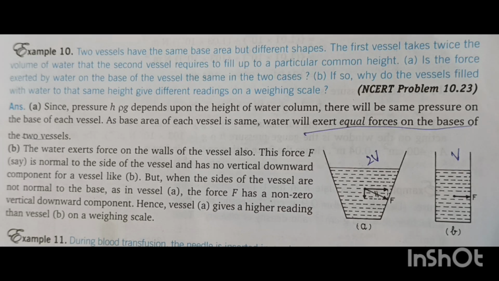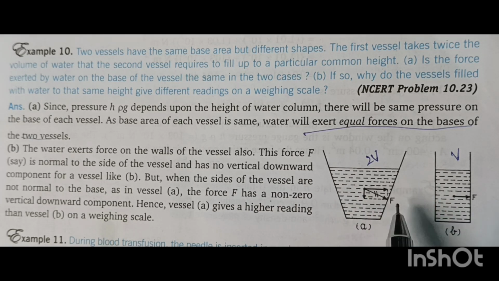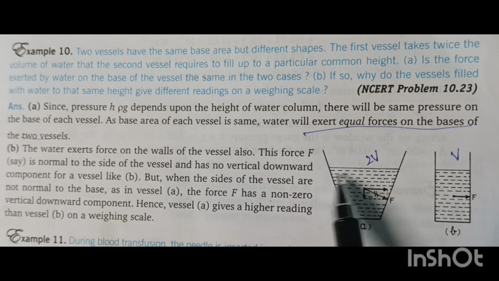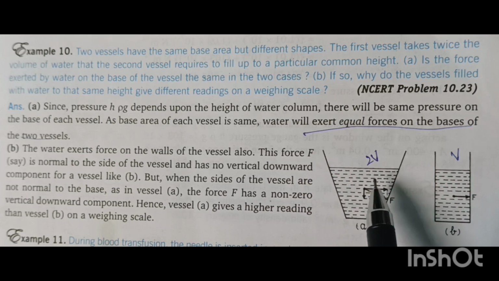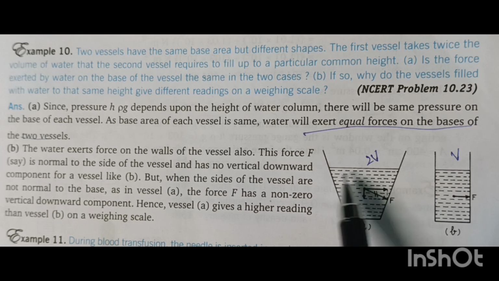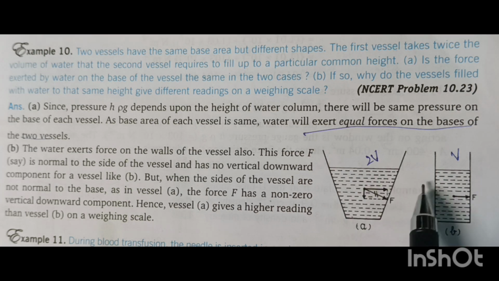Two vessels have the same base area but different shapes. The first vessel takes twice the volume of water that the second vessel requires to fill up to a particular column height. Is the force exerted by water on the base of the vessel the same in the two cases? If so, why do the vessels filled with water to the same height give different readings on the weighing scale? So please see, we have two different vessels with different shapes, but we are filling the level of water to the same height in both the vessels.